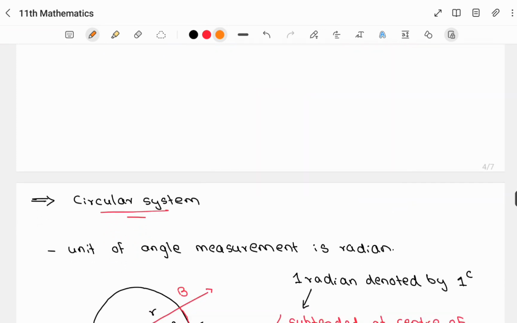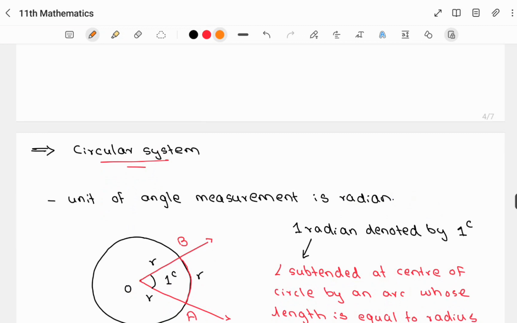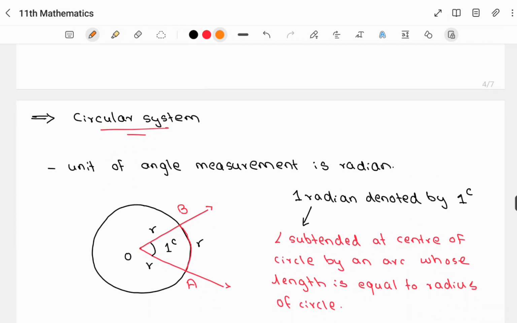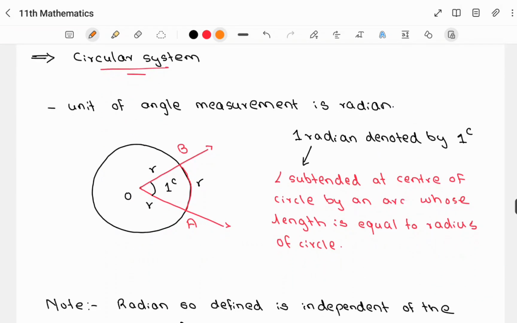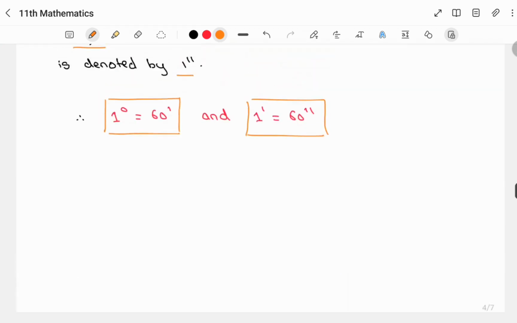Now we have the circular system, which is another popular system for measuring angles, used majorly in trigonometry. In the circular system the unit of angle measurement is radian. And how do we denote it? 1 superscript c. How did we denote degree?